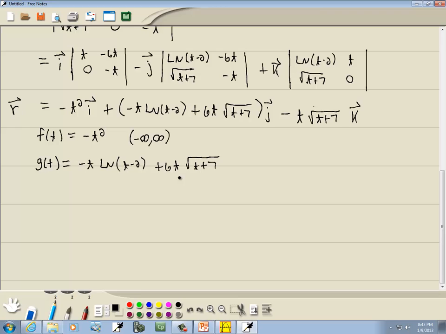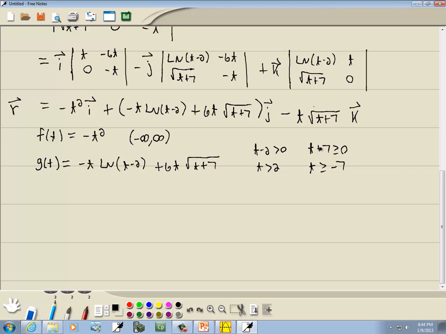Now the natural log, we're going to take that, it's the t minus 2, and trying to think if I have room, I'll put it over here. T minus 2, and we can't have natural log of 0 or a negative number, so this has got to be greater than 0. So we got t is greater than 2. And for this one, square root of t plus 7, well, we want to set that greater than or equal to 0. So we'll set t plus 7 greater than or equal to 0, and we get t is greater than or equal to negative 7.